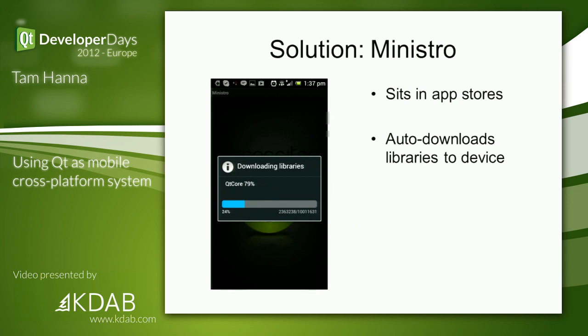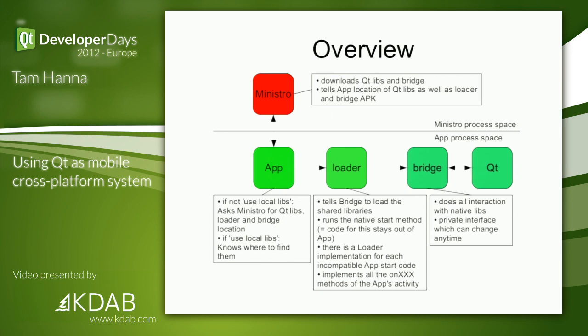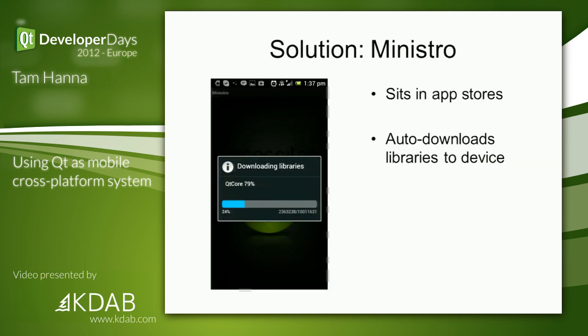And your app, when it starts, launches Ministro, and Ministro checks with the application whether libraries are needed. And if libraries are missing, as you can see here in this case, they are downloaded automatically from a server provided by KDE. So this means that the user always has the libraries which he needs on the phone.